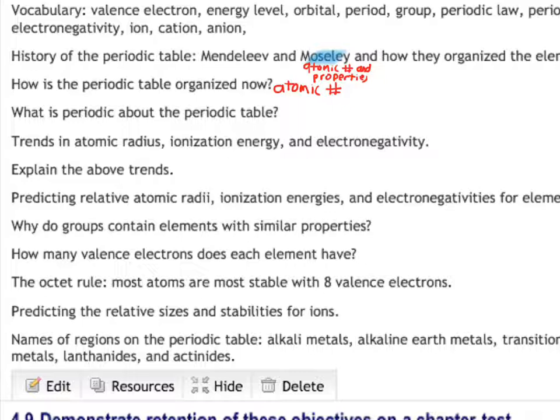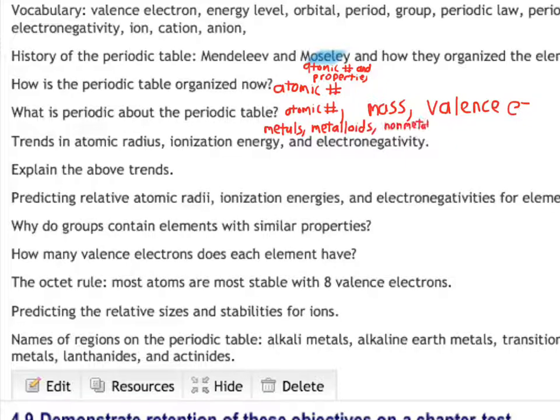Periodic means regular repeating pattern, so there's lots of things periodic about the periodic table. Atomic number goes in order, mass goes mostly in order, valence electrons goes 1, 2, 3, 4, 5, 6, 7, 8, then repeats. Metals, metalloids, and nonmetals go in that order when you move left to right on the periodic table, and then it repeats.